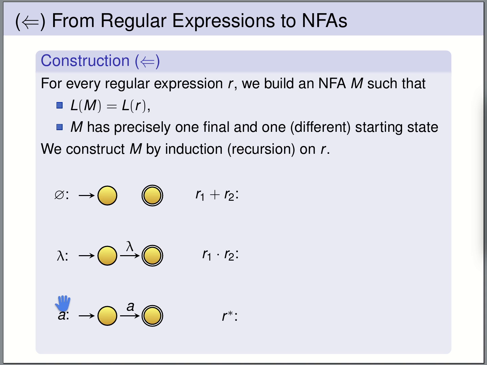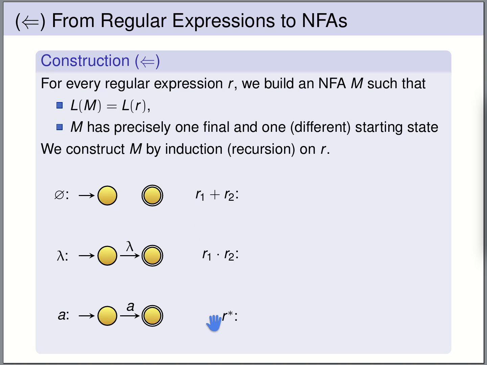In order to make an automaton that accepts the language that just contains the word A, we can use the same construction as for the empty word, but now we replace the lambda by the letter A. So this automaton can read the letter A, then it accepts, but it does not accept any other word. It does not accept the empty word, and it does not accept any word that has more letters than just the A. Okay, so these are our base cases.